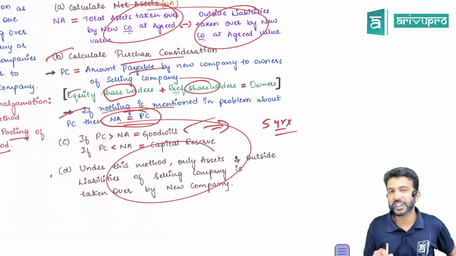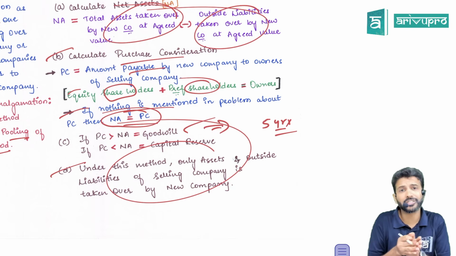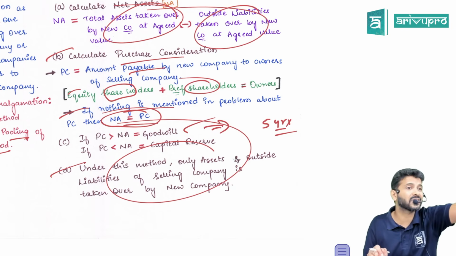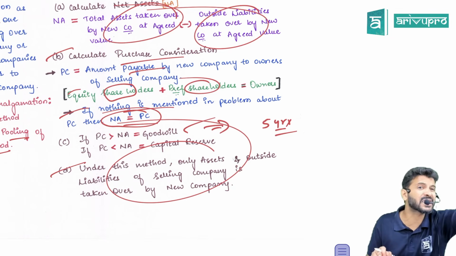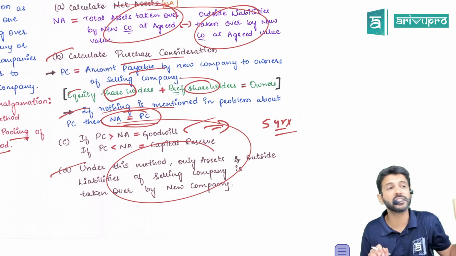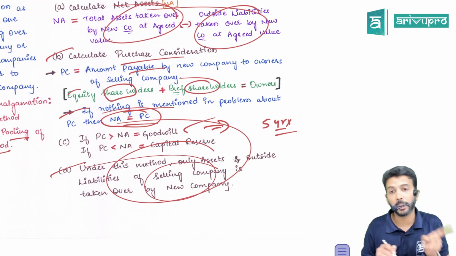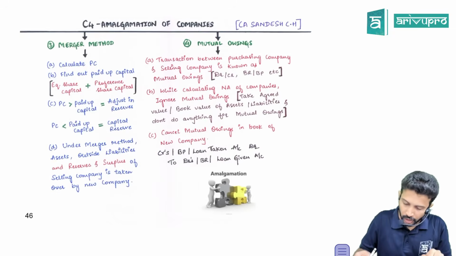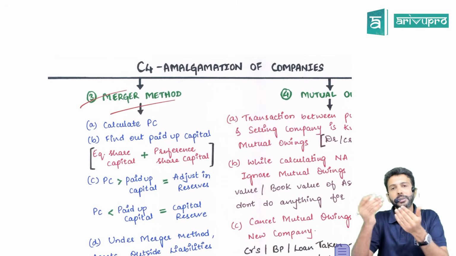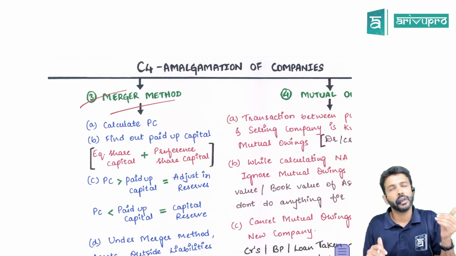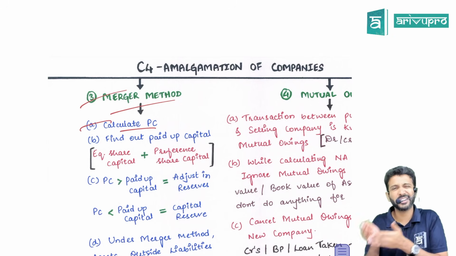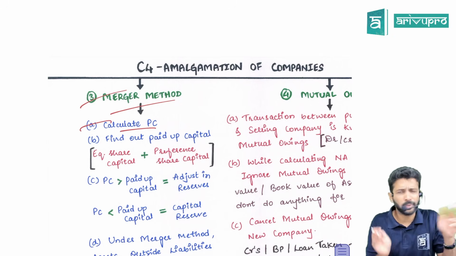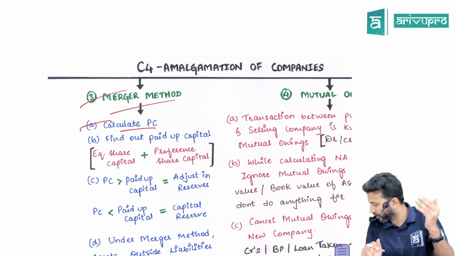Okay, and under purchase method, will we take over everything of the selling company? No, we'll only take over assets and outside liabilities and maybe statutory reserve. But other reserves and surplus are not taken over by the new company. Okay, next is your merger method. In the merger method, what is the first step? Calculate purchase consideration. Is PC calculation any different or the same? For purchase method and merger method, PC calculation is the same.